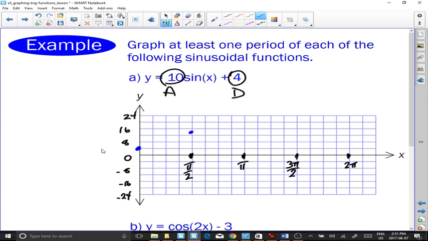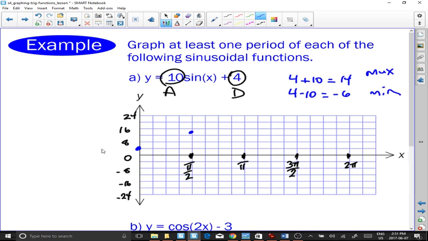-6. We take the midline and add the amplitude to get the maximum value. We take the midline and subtract the amplitude to give us our minimum value. And that helps us plan out what our y-axis should be like. We need to cover all values from -6 to 14.